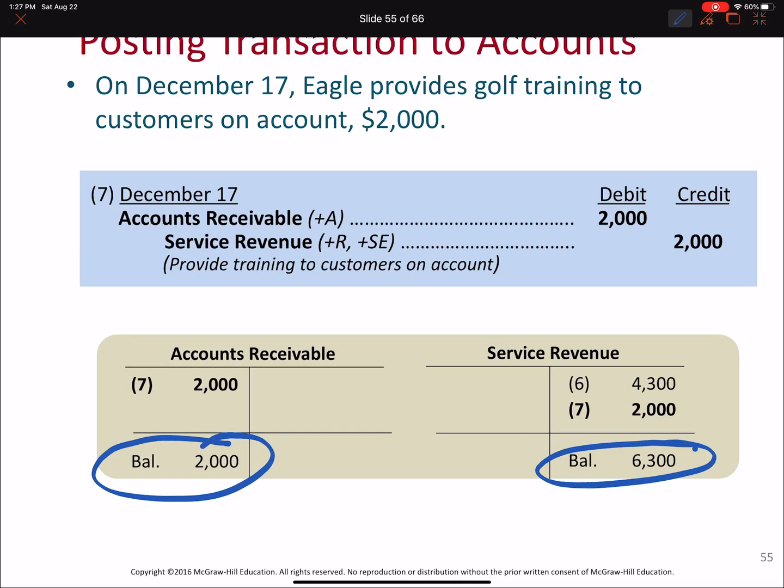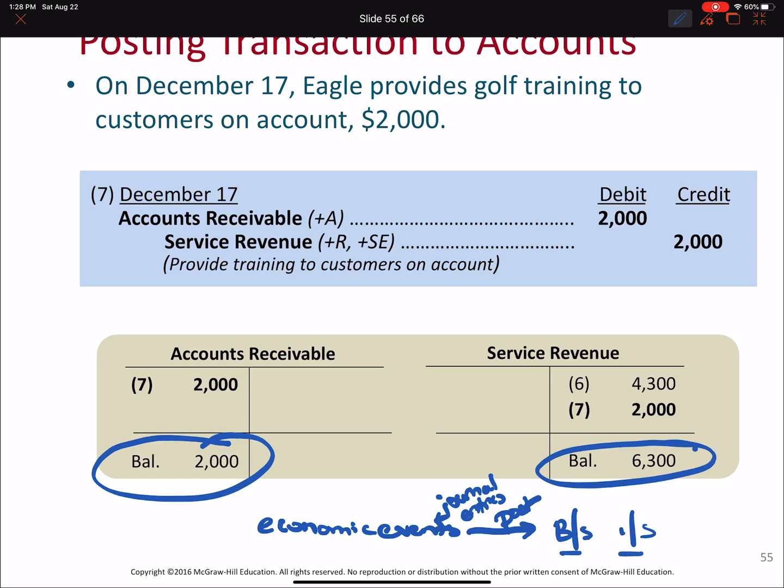Remember, the whole purpose is we've been trying to take economic events, right, and turn them eventually into the balance sheet and the income statement. So what I had to do in between is I had to do journal entries, right, to record the events. Now I'm going to post them so that I have balances, and I can use those balances to create my balance sheet and income statement.